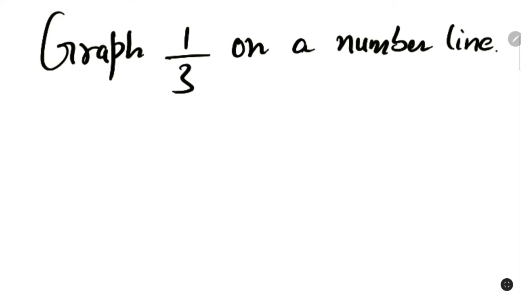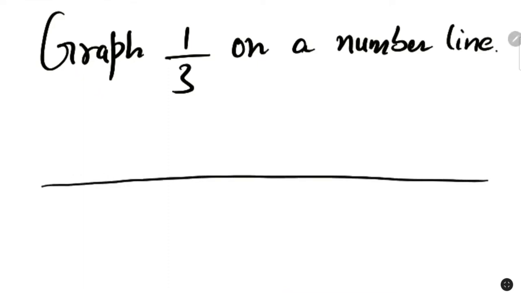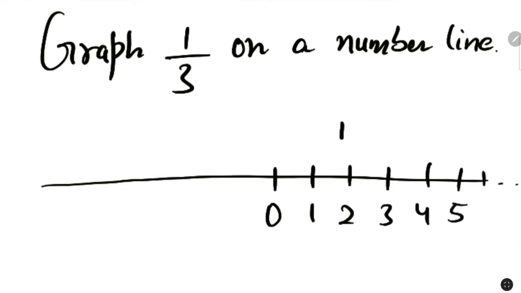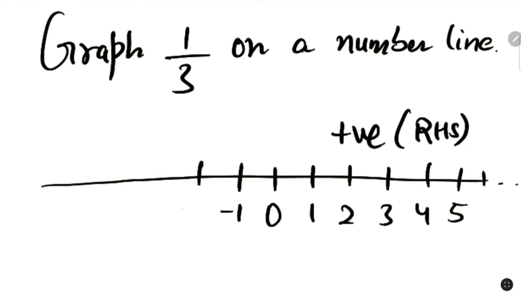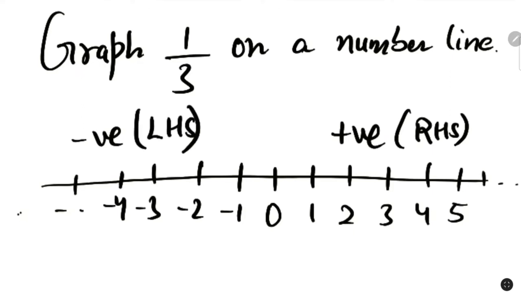So the question is: graph 1 upon 3 on a number line. We know that it's a fraction. How could we plot it on a number line? For this, let's learn the basic number line. We know that 0 is in the middle, and on the right hand side we have positive numbers 1, 2, 3, 4, 5 and so on. They are all positive on the right hand side. And here we have -1, -2, -3, -4 and so on. They are negative on the left hand side. This we know. This is the basic number line.